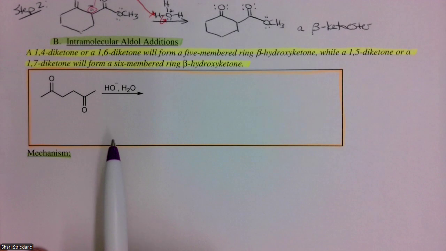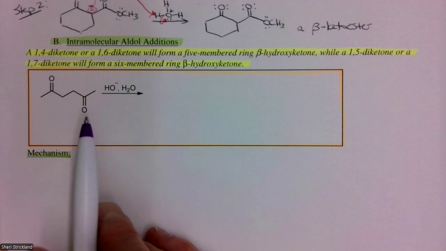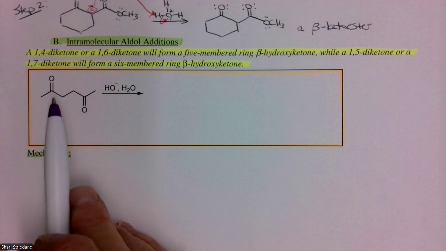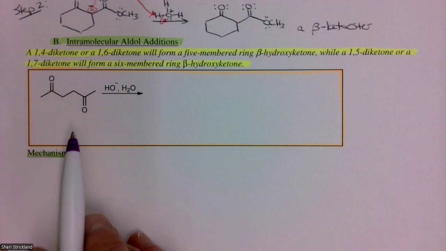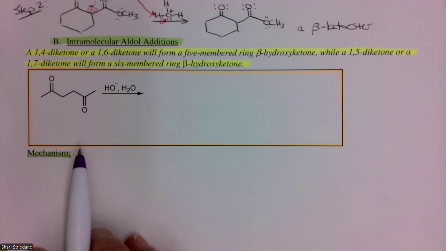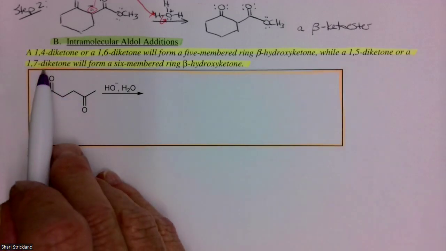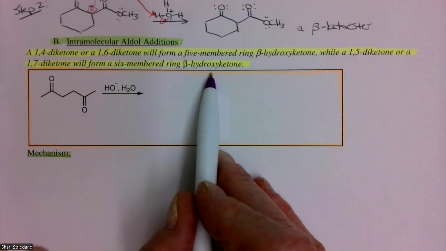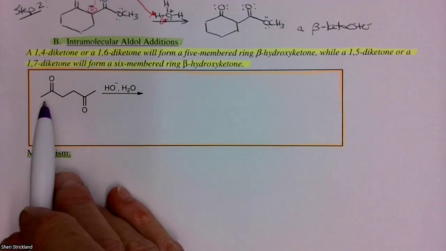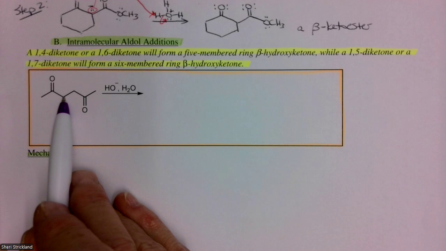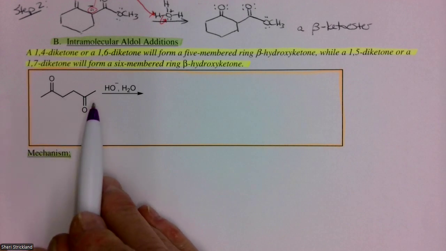Now with aldol additions, remember you're going to have either ketones or aldehydes or one of each. So we're usually going to deal with symmetrical molecules when we do intramolecular reactions. So this is a symmetrical ketone. So a 1,4 diketone or a 1,6 diketone will form a 5-membered ring, and the product will be a beta hydroxyketone. If you have a 1,5 diketone or a 1,7 diketone, it'll form a 6-membered ring, same kind of functional groups. All right, so remember that you're going to have to remove an alpha hydrogen to make an enolate ion and then attack the other carbonyl.